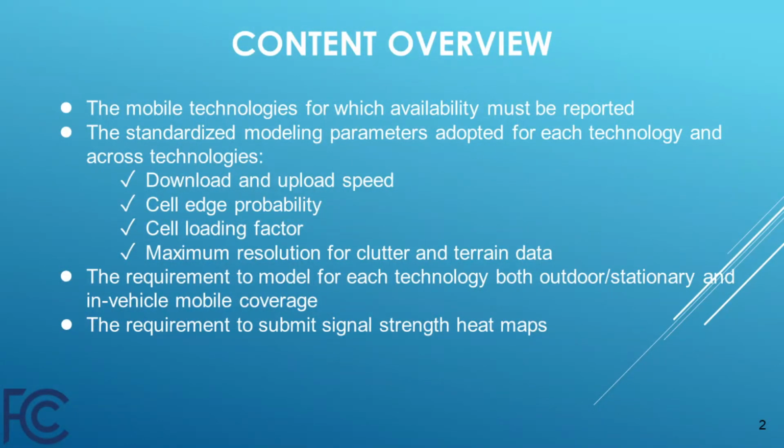Thank you, Jean. In this video, we'll go over the mobile technologies that require availability reporting. We'll also discuss the standardized modeling parameters adopted for each technology and across technologies, such as download and upload speeds, cell edge probability, and cell loading factor. Also discussed are requirements to model each technology for both outdoor stationary and in-vehicle mobile coverage, and to submit signal strength heat maps.